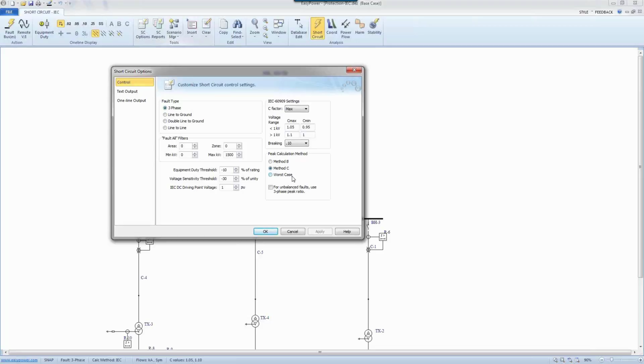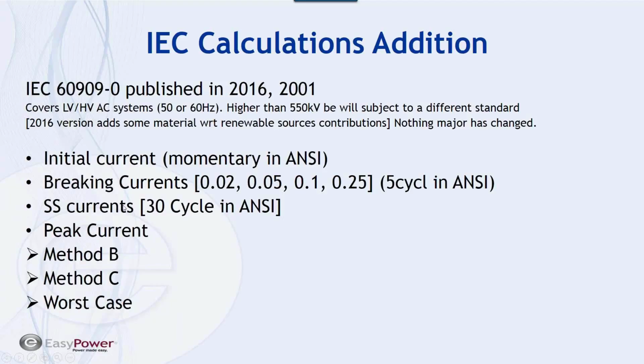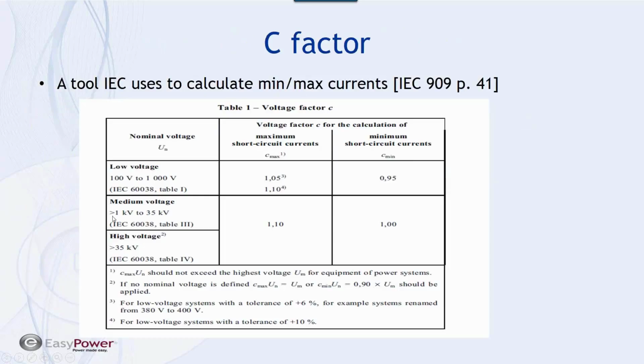Every report that we run, if there is a peak value in that report, you would see on top of the text report whether it was method B or method C. The same for C factor, and in a minute I'll get to what C factor is, why IEC includes it, what's the importance of C factor, and how EasyPower implements that. So we go back to the presentation here. So we covered these standards here, these new values.